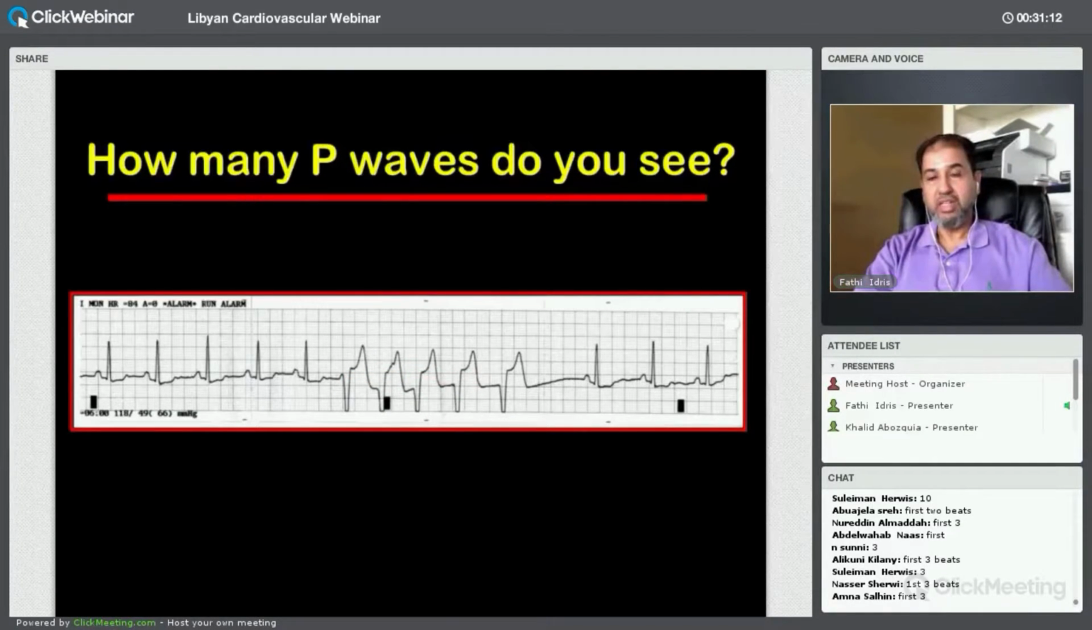Now, the accurate number is about 9 beats, and one might argue that there could be a P wave here, a retrograde P wave, but that's hard to debate. But anyway, the idea is just to show you that to make a correct diagnosis, you need to carefully look at the QRS complex, because the P wave may be hidden there.